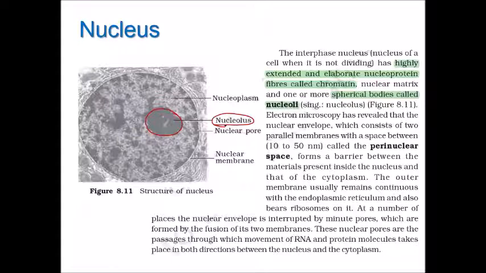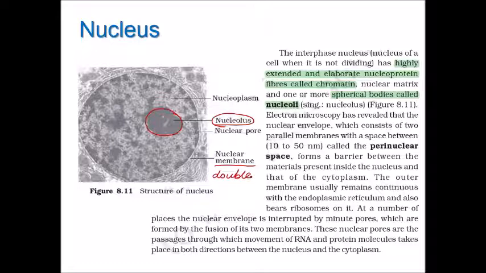Then you can see the nucleus is surrounded by a membrane. This membrane is called the nuclear membrane, also known as the nuclear envelope. This is also a double membrane bound cell organelle. So the nuclear membrane is also divided into an outer membrane and an inner membrane.